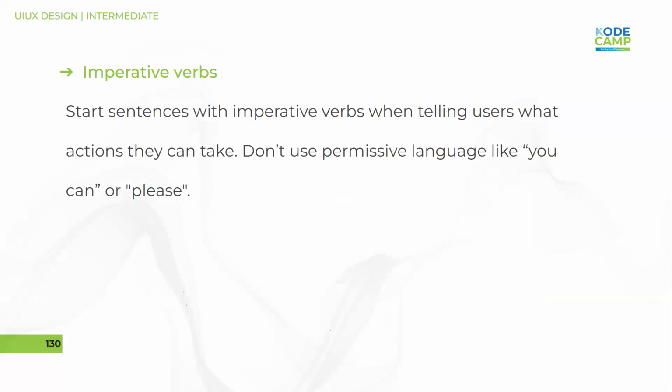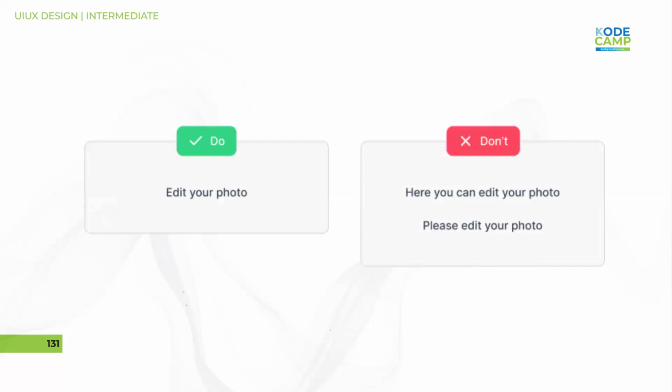All right. So imperative verb. Start sentences with an imperative verb when telling users what action they can take. Don't use permissive language like you can or please. As I said earlier, most of us are victims, we do this. We use please so much. Please enter your username. Please enter your password and the likes of it. So use an imperative verb and not permissive language. Edit your photo. That is good to go. You can edit your photo. Please edit your photo. It is not good UX writing.